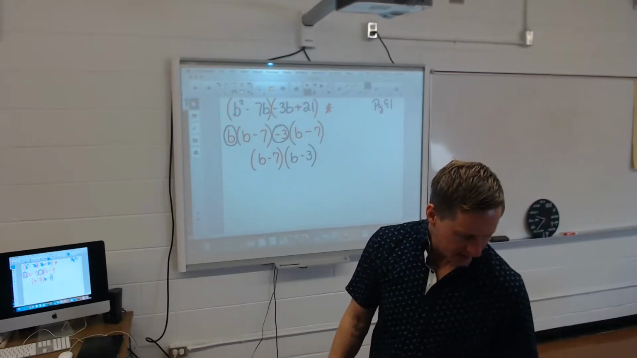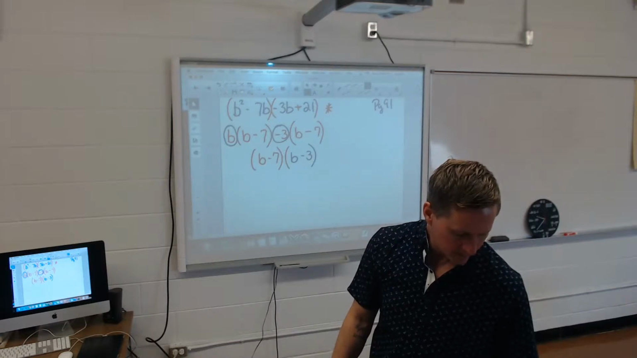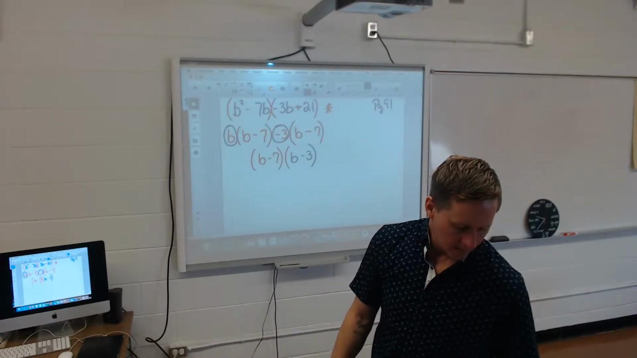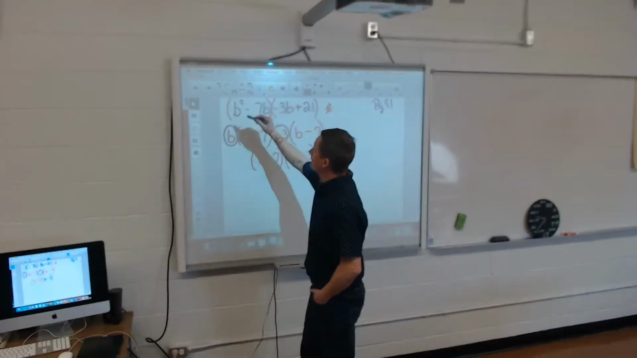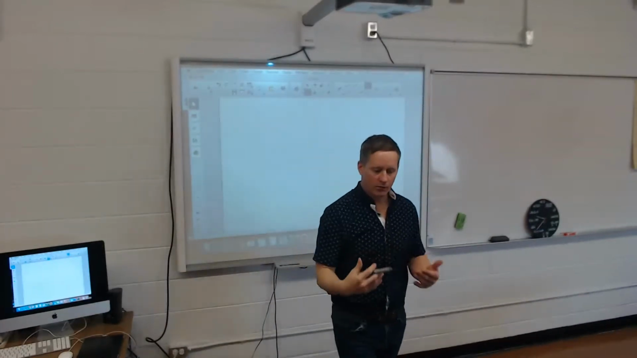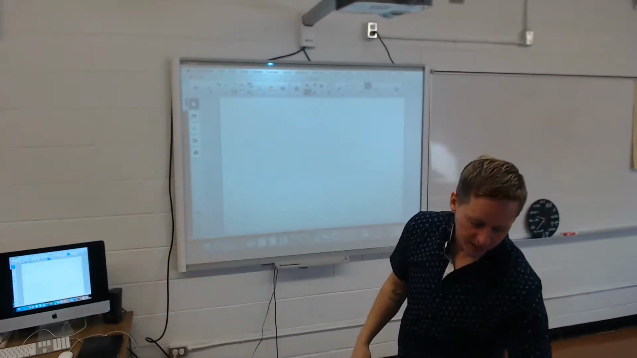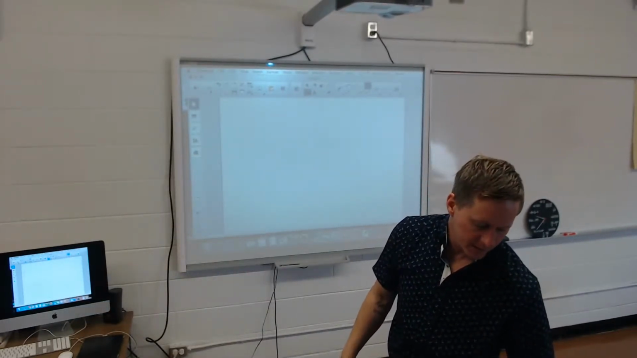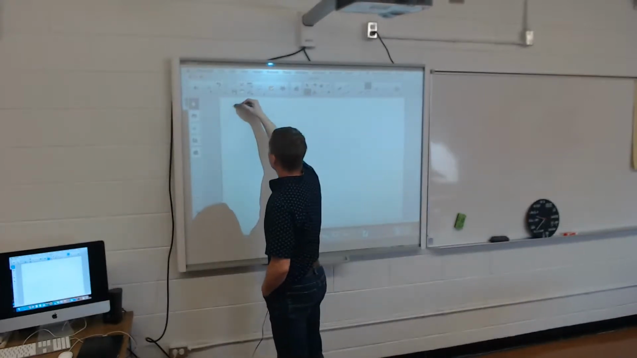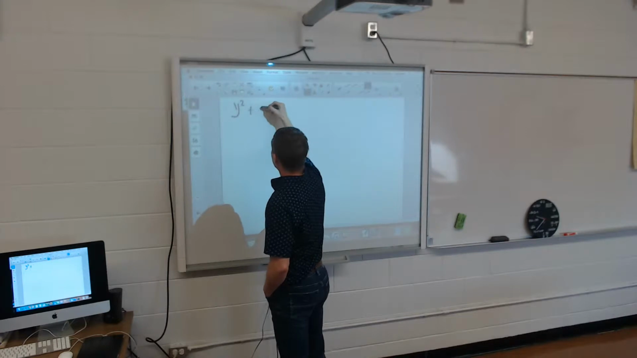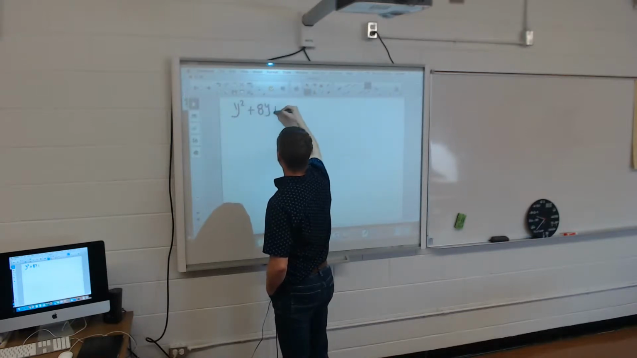Just going to look ahead now. So 5.3, I'm just going to show you a quick overhaul of 5.3. 5.3 is factoring trinomials. We'll do that the next day, but I want to show you how it works one more time. So I have this here. This is the question that's given to me.